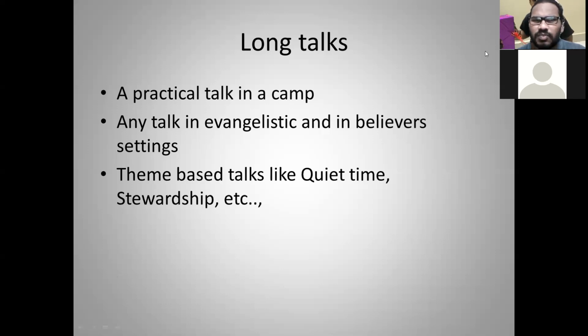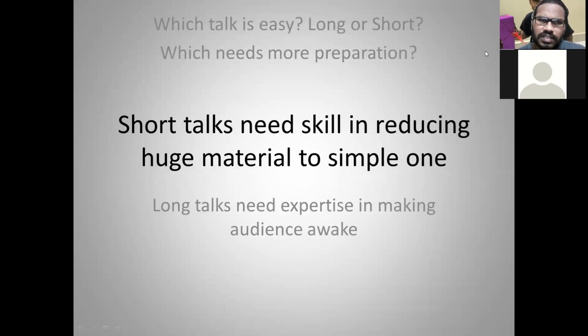What is meant by stewardship? Quiet time means, how do I spend my time with God? These are the talks which are theme-based. Gospel evening talks, that's what I said. Like we conduct a gospel evening where we call people and we speak on science, or technology, or a current event. So those are the things.